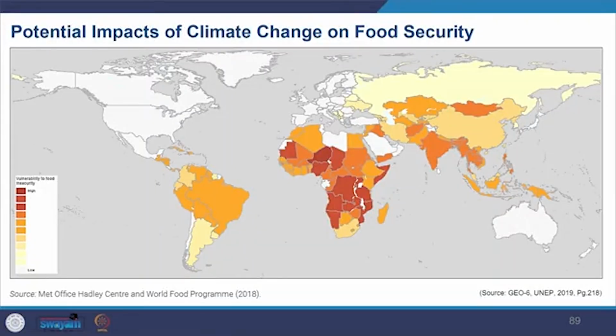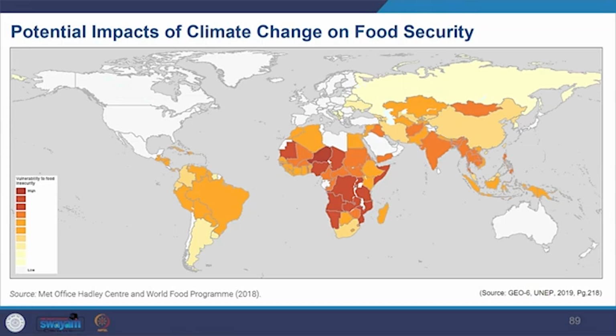On the other hand, we also have the problem of overnutrition, overweight and obese population. So this is about lifestyle choices we make, the consumption pattern, the pressure we exert on land resources, and the kind of land use changes we make because of that. In the figure, you can see vulnerability to food security using meteorological data from 1981 to 2010 and so on. Look at the darker shades here. Look at the potential impact of climate change on food security, and pay attention to the darker shades here.